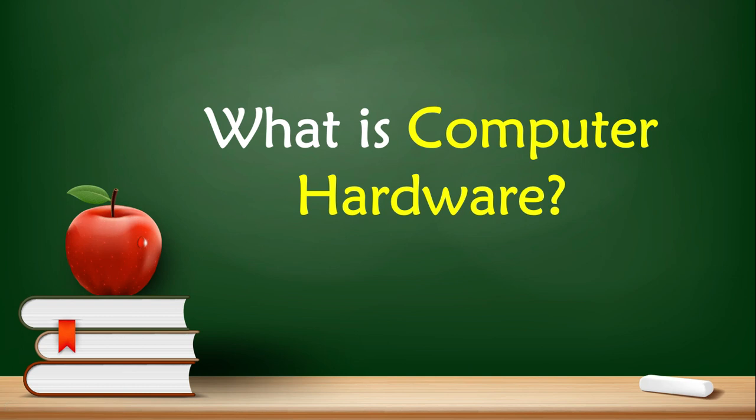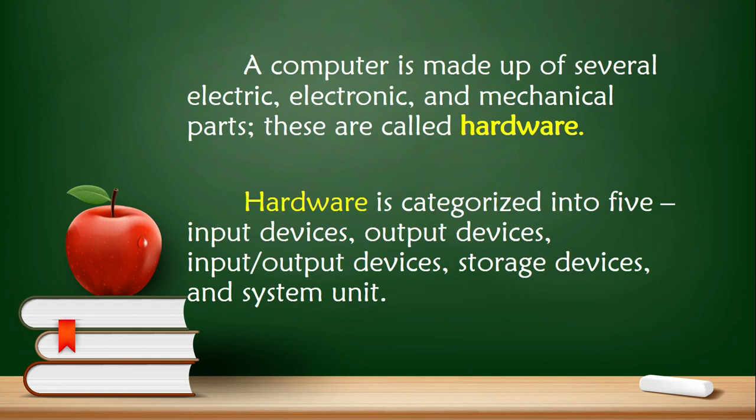What is computer hardware? A computer is made up of several electronic and mechanical parts. These are called hardware. Hardware is categorized into five: input devices, output devices, input and output devices, storage devices, and system unit. Later on, we will discuss all these devices found in your computer.